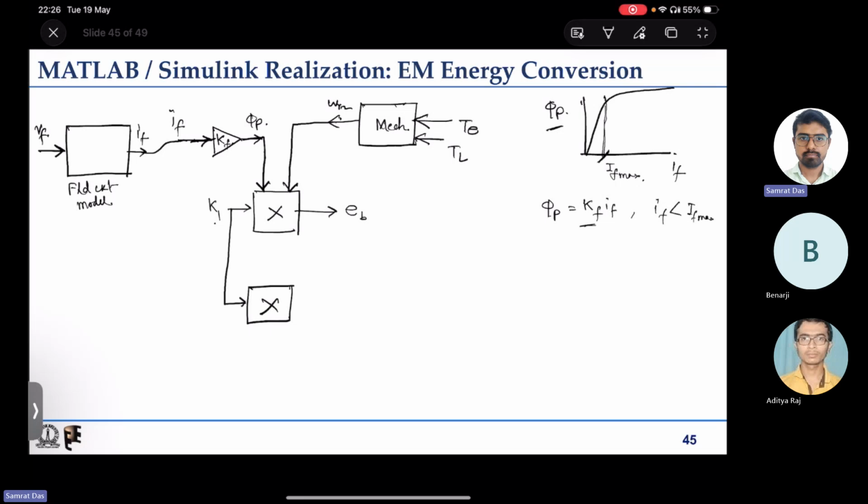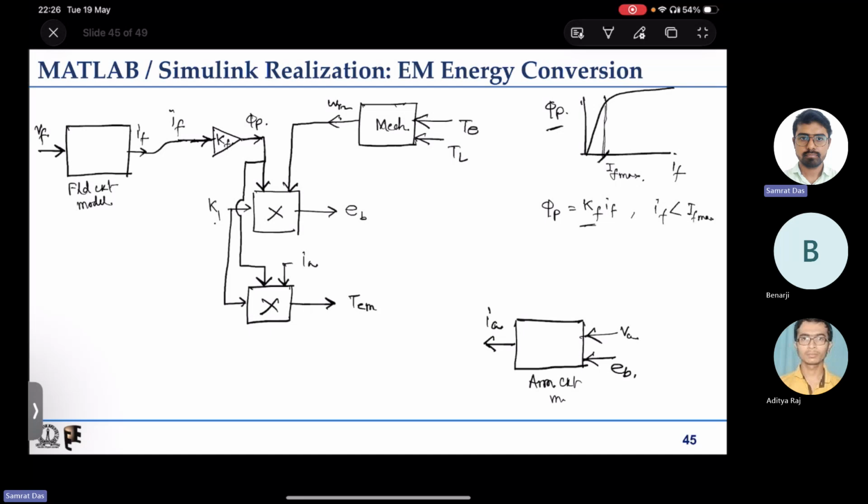Again, let us have another multiplier block, and the same constant comes here also, and we have the same flux per pole that also comes here. But here we have current that comes as output of the armature circuit model, which has VA as input, another input is EB. So this IA comes here, and the output is the electromagnetic torque, TM.